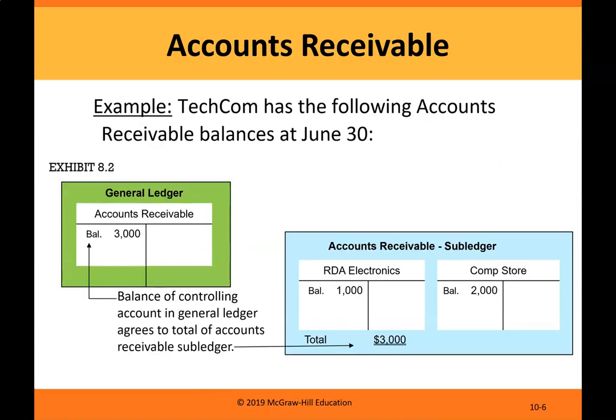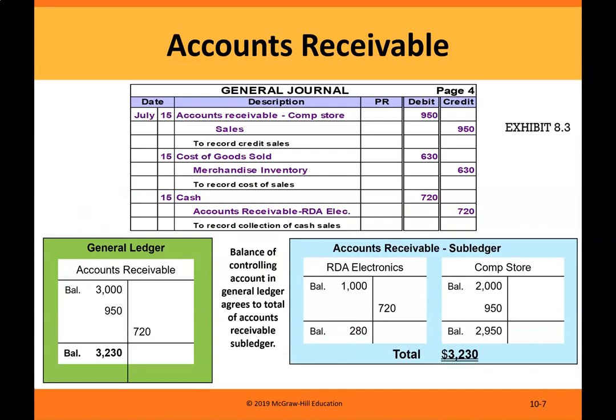Example: TechCom has the following accounts receivable balances at June 30th. Exhibit 8.2. The balance of the controlling account in the general ledger agrees to the total of the accounts receivable subledger. Accounts receivable, Exhibit 8.3. The balance of the controlling account in the general ledger agrees to the total of the accounts receivable subledger.